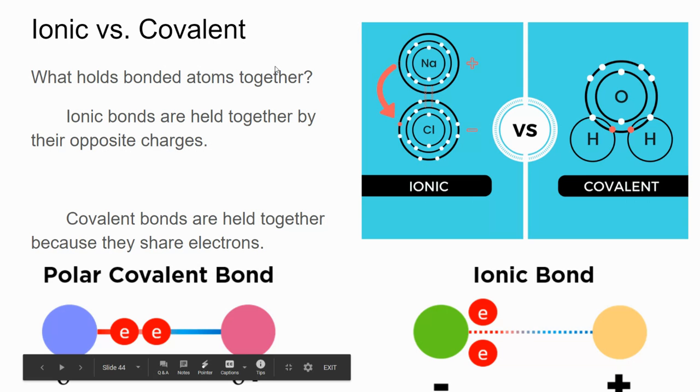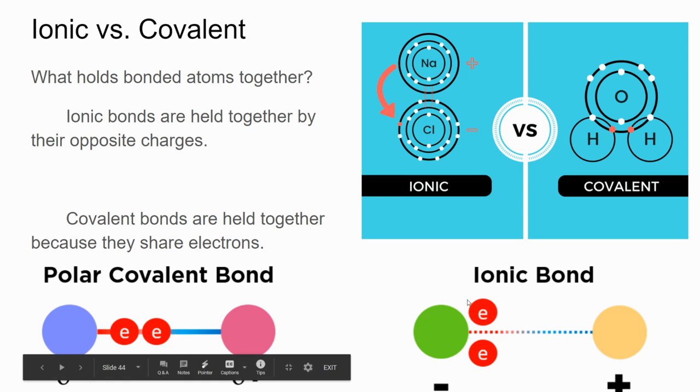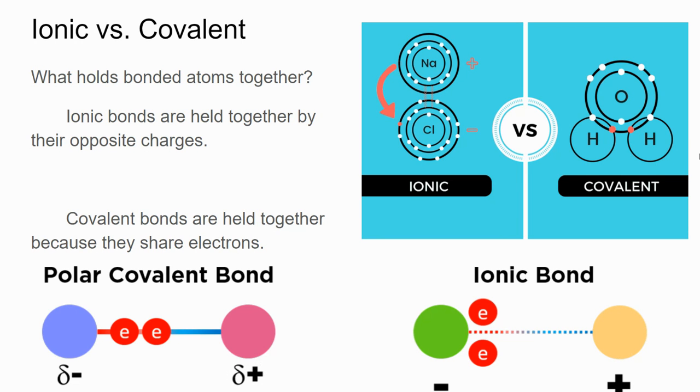So ionic versus covalent, what is the difference? Basically both of them are holding atoms together. But in an ionic bond, what holds them together is the fact that one's positive, one's negative. So we have an exchanging of electrons, but then what holds them together is the fact that they're oppositely charged, a positive and a negative charge. We know that opposites attract, right? Opposite charges attract. So what holds ionic bonds together is the fact that they're oppositely charged.